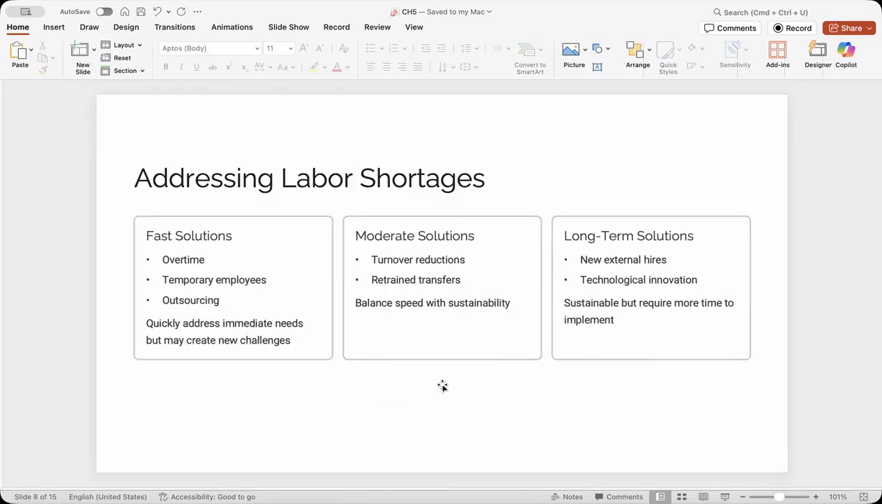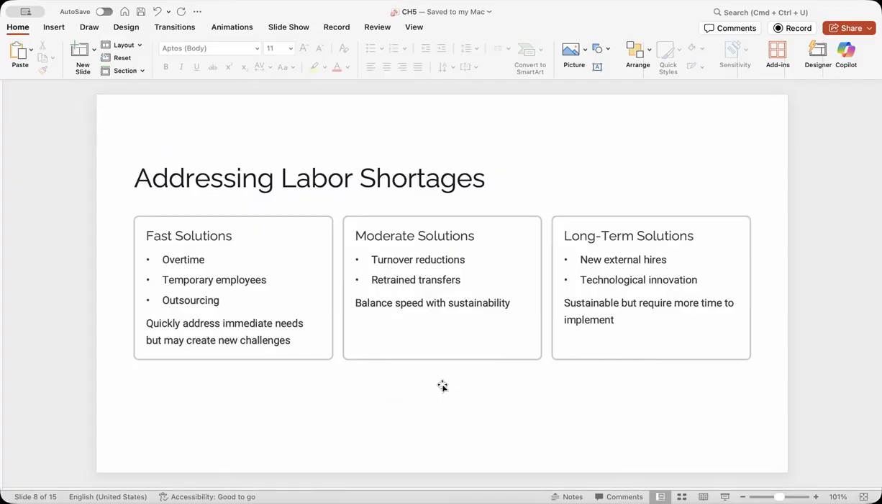Addressing labor shortages. Here's when we, as a company, don't have enough people. So, fast solutions: we just pay people overtime to get things done. We bring in temporary employees. We outsource work. Those are the fastest ways to address labor shortages.